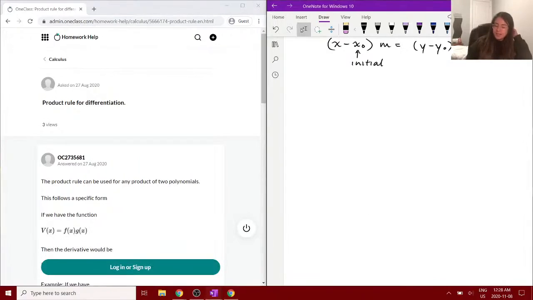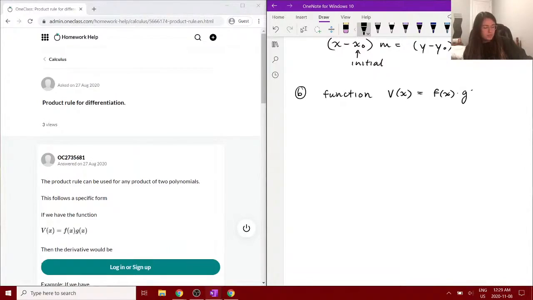The question is asking what the product rule for differentiation is. So this is question 6. Product rule for differentiation. First, in the solution, it gives you a function. I'm going to write function v of x, and v of x is made up of two separate functions. We have f of x times g of x.